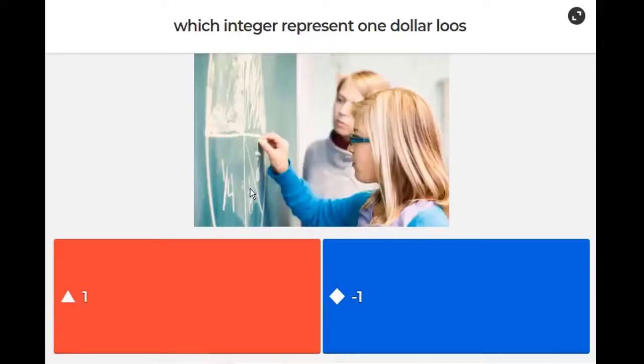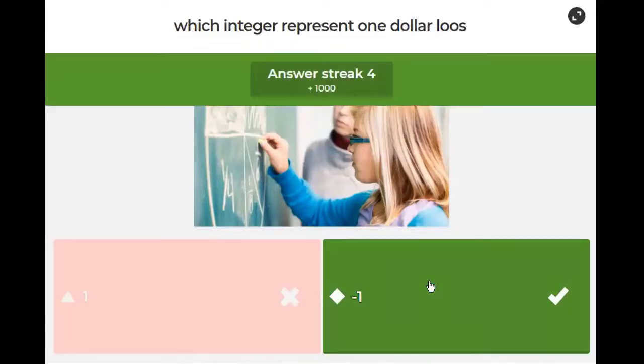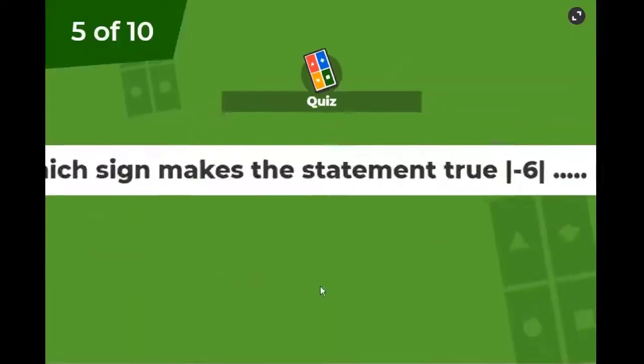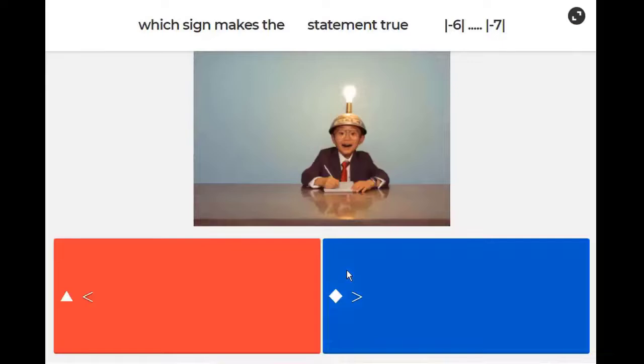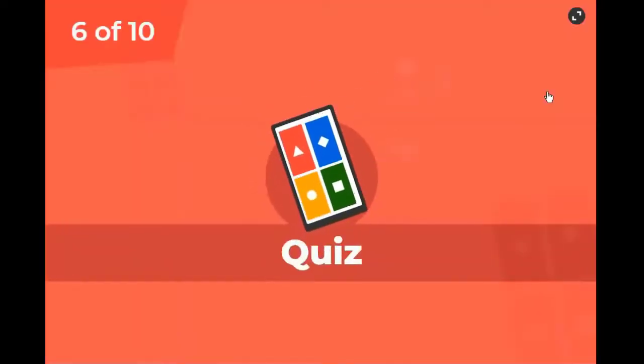Question number 4, which integer represents a $1 loss? Loss means -1. Question number 5, which sign makes the statement true? We studied absolute value of -6 is 6, absolute value of -7 is 7, so 7 is greater than 6.